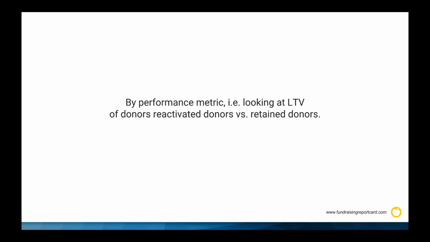By performance metric. So that's the concept here of looking at lifetime value by segment of donor, right? So this performance metric, so reactivated donors versus retained donors. Do donors who are retained year over year, is their lifetime value greater than donors who have reactivated? So donors who made a contribution, then lapsed, but then came back. That'd be an interesting analysis to do, wouldn't it?